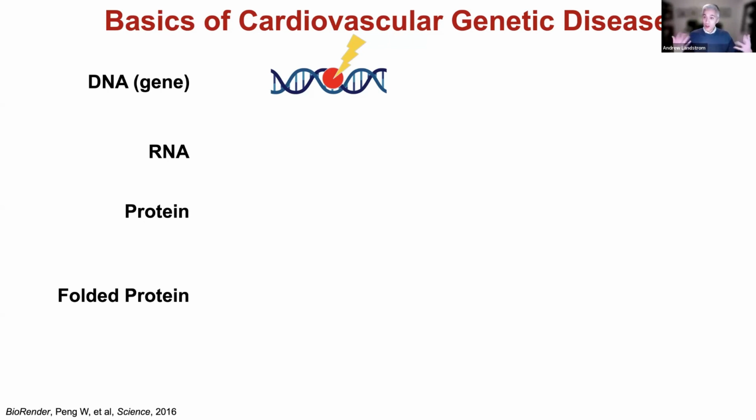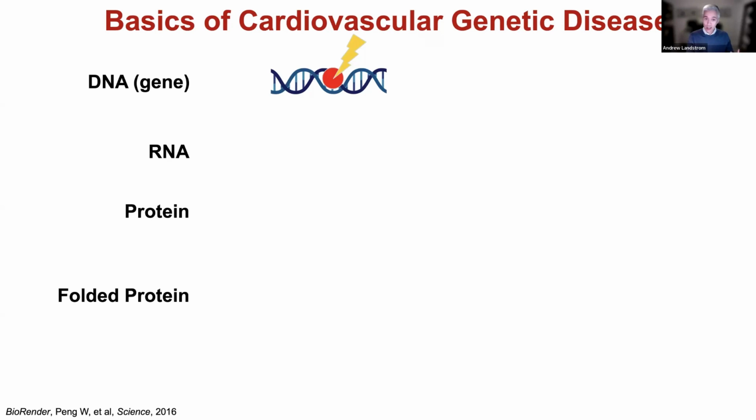That DNA makes RNA. That RNA then passes that message to ribosomes, which make the protein. And that protein folds and goes somewhere in all of our cells, and that's what makes us who we are. And so when we think about genetic disease, like cardiovascular genetic disease, I tend to think of it in two big buckets.